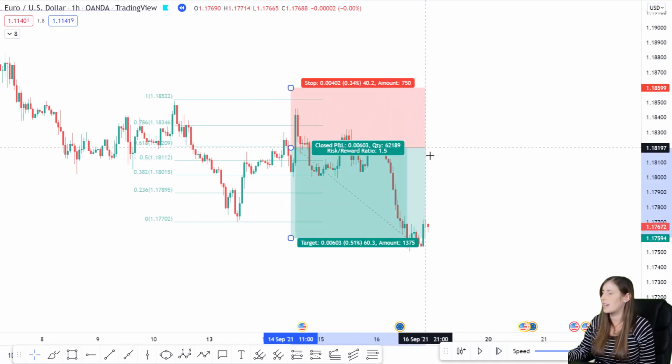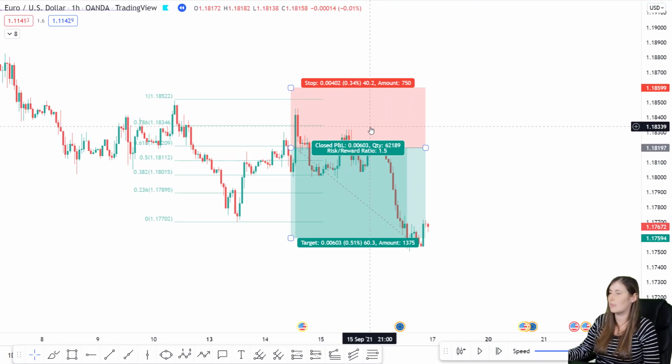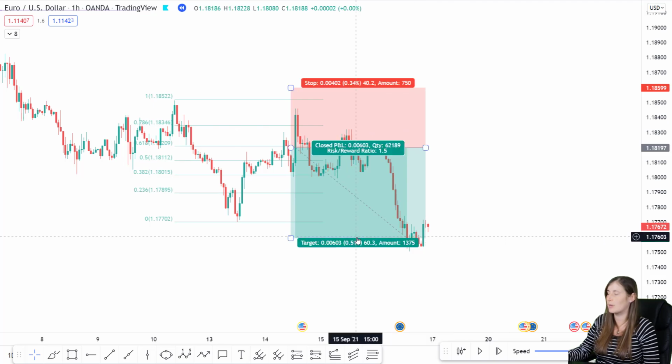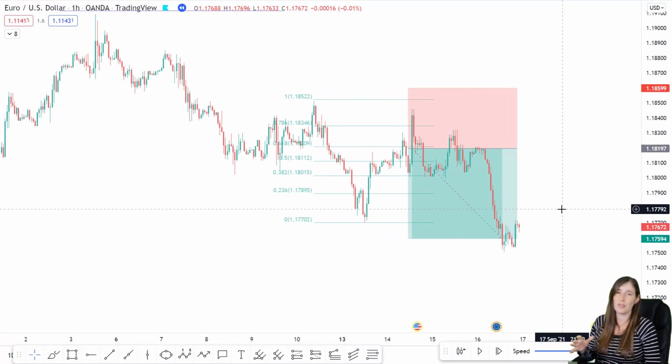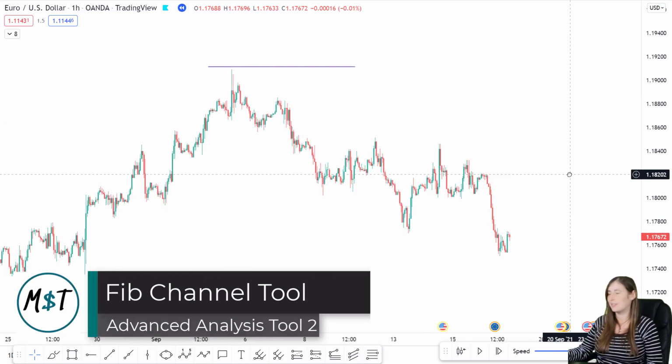And just moving price action on here, you can see that it got triggered into the trade. You had a short period of time where you were in drawdown, and then price eventually moved down, breaking your take profit and making 1.5R. And that is a very simple example of a fib retracement tool. Next, we're going to look at a fib channel.